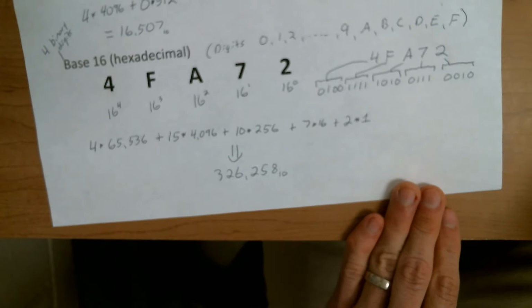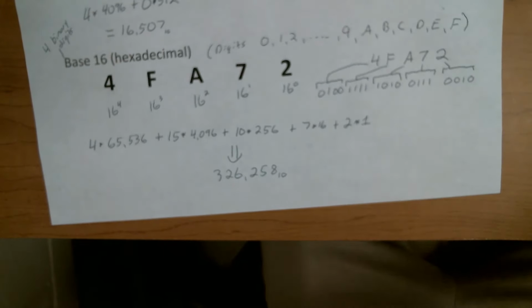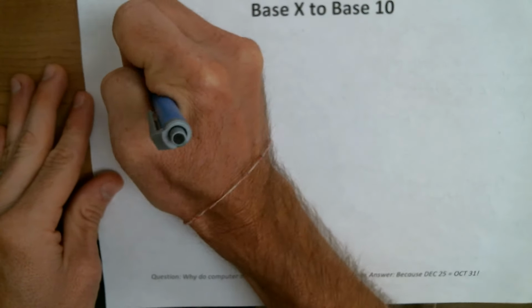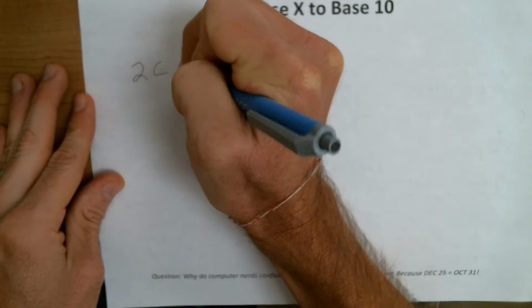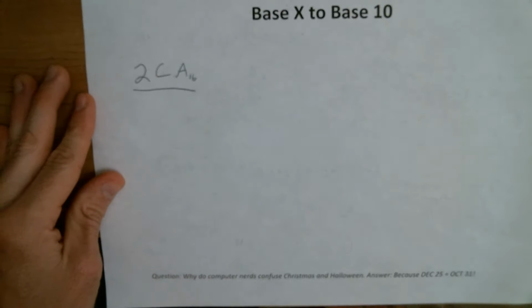So these are 2 of the other number systems that we're going to see quite a lot in this class. I'm going to put some practice up here. I encourage you to pause the video and do it on your own, but then I will put the answers up there. So this is just a blank sheet. The one I'm going to encourage you to do is take 2CA base 16, convert that to base 10.